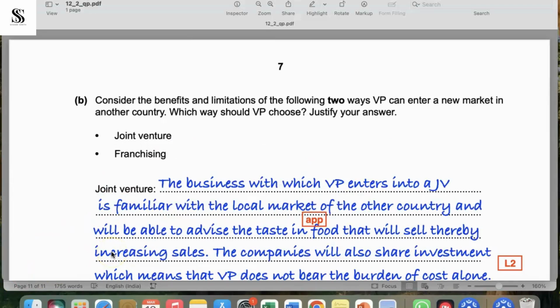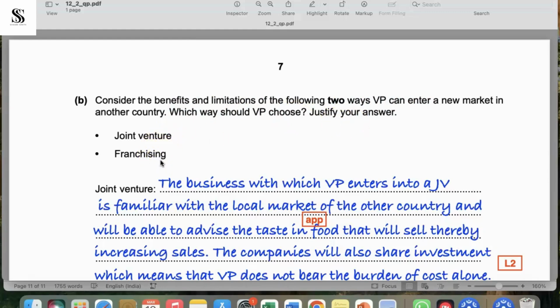Let's look at the second example, which I have taken from the June 23 series, and the variant is 21. So please read that before you see this answer, so that you're able to connect this better. In this format of the 12 mark question, unlike the previous one which gave you three separate points to discuss, you only have two here, where they've asked you to consider the benefits and limitations of the following two ways VP can enter a new market in another country. Which way should VP choose, and justify your answer. So only joint venture and franchising.